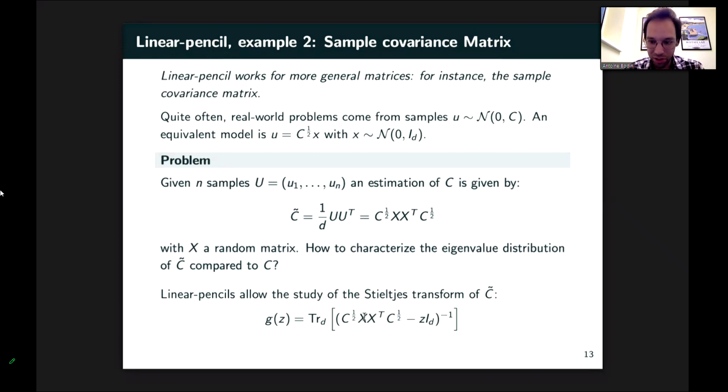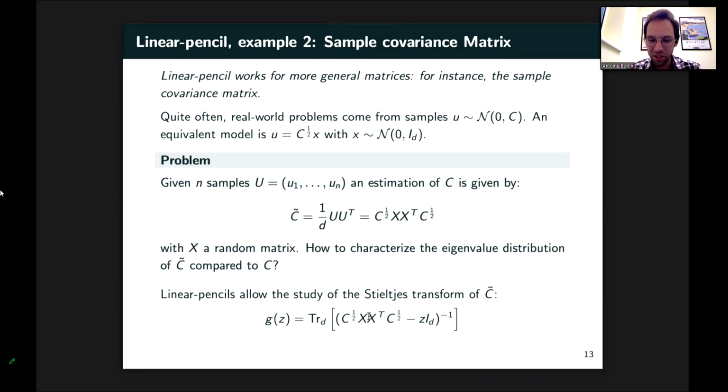So this is precisely the expression that we have at the bottom. So it is C^(1/2) X transpose C^(1/2). And the question is how to express potentially J with respect to J_C. So that would be the Stieltjes transform of C.